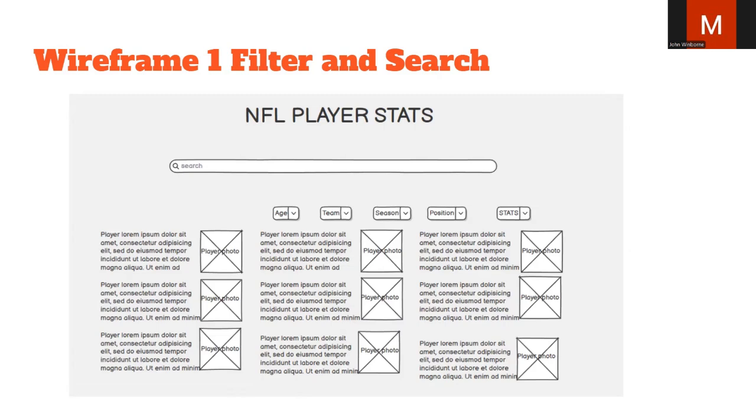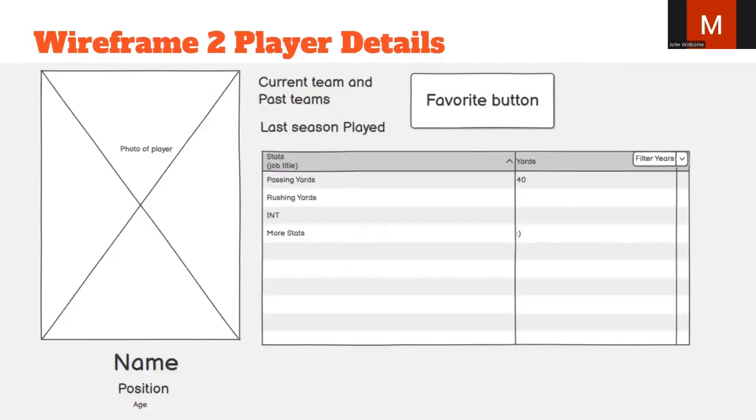I'm thinking about having the player, their name, and maybe their age, team, season, listed where the lorem is, with position, and then their photo is going to go along with it, just to make it look nice and so you know who you're looking at. Yeah, I really like this one.